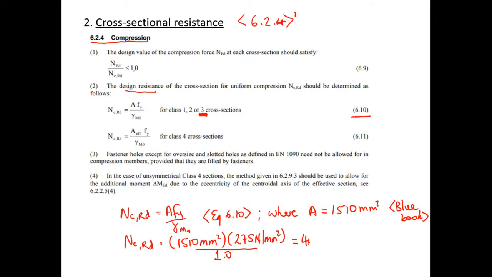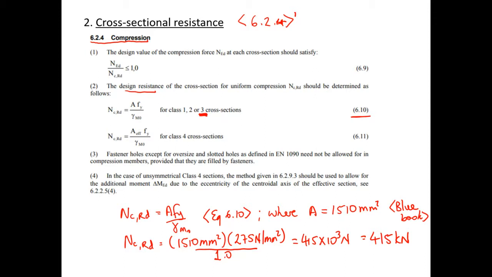Which is 415 times 10 to the power 3 newtons. And then if I divide that by 1000, I can get 415 newtons. So that's the cross-sectional resistance of the section. Okay, so that's step 2 done.